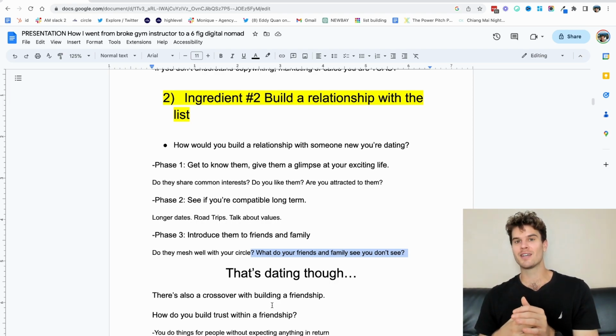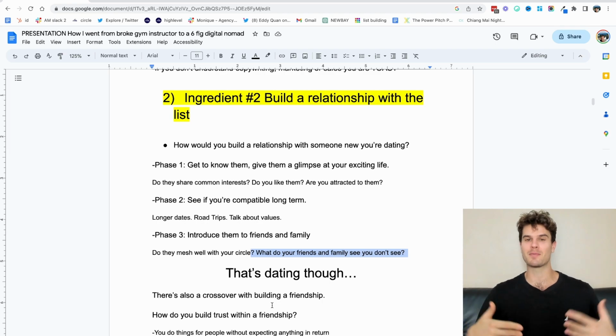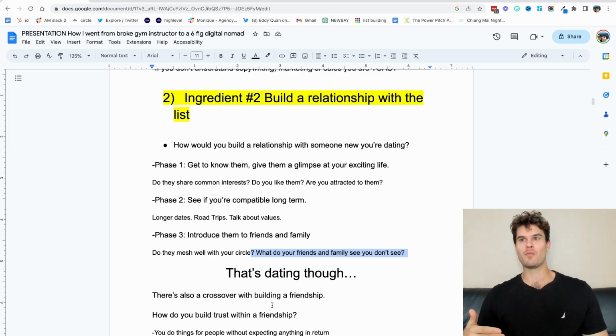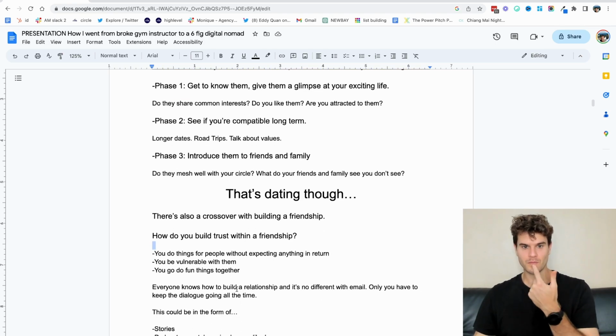So how do you actually cross over with a friendship? We're kind of doing a bit of both. It's a bit of the dating game. We're going to eventually marry them, they're going to become a customer, but we're not actually going to do that right away. So we've got to be kind of friends with the person as well. So what do you do to build friendship? You've got to do things without expecting anything in return. You've got to be vulnerable with them. You want to seem like you do fun things with them.